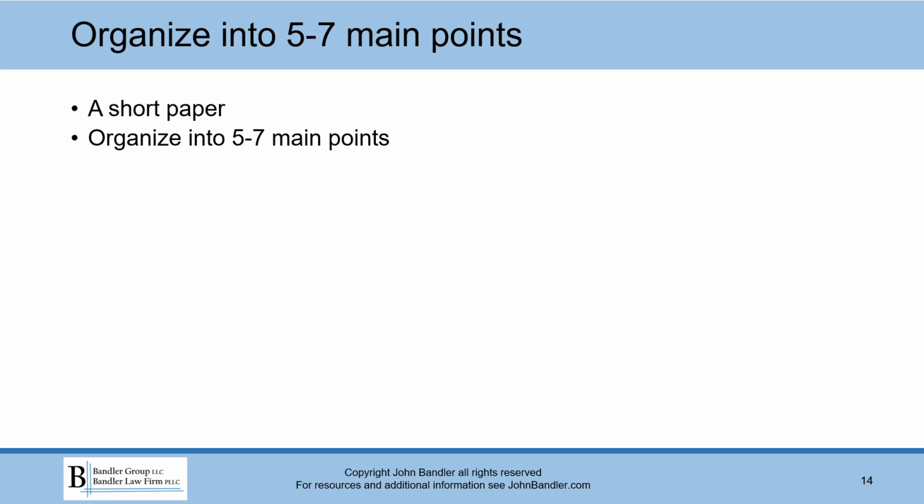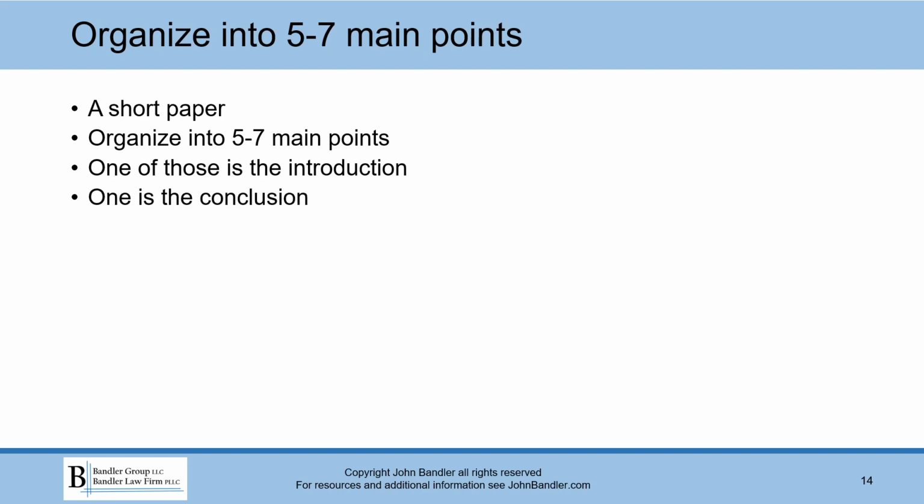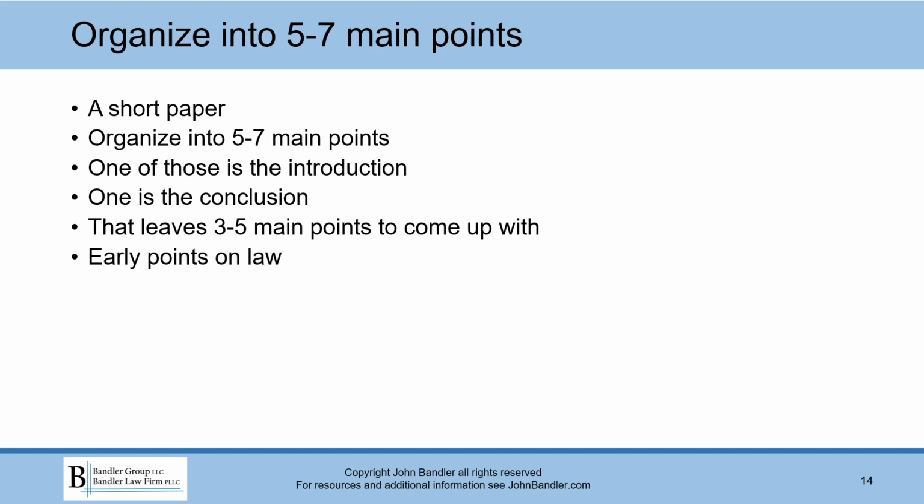Now, 2 of those points are easy because one is the introduction, one is the conclusion, right? So that is done for you with the outline. Those are done. But that leaves 3 to 5 main points you have to come up with. You have to organize and figure out what those points are going to be. I actually think 3 other main points might not be enough, so you probably need to be in the 4 to 5 range. Make those early points on law. Cover the law first.